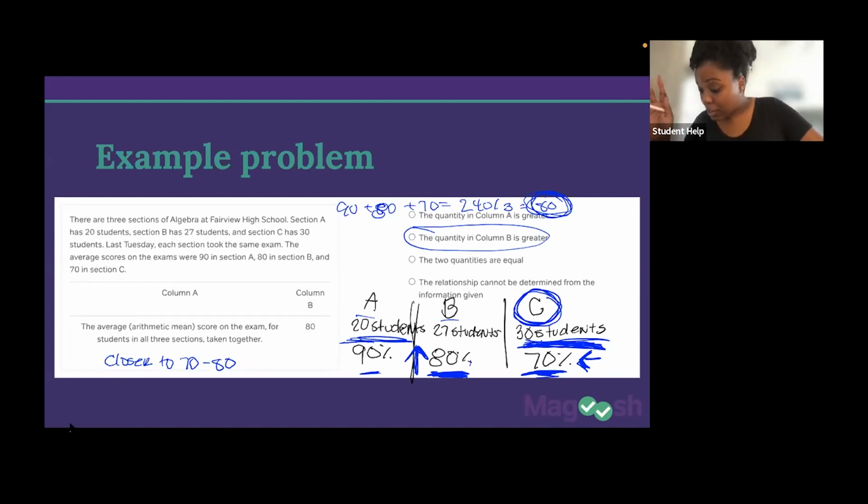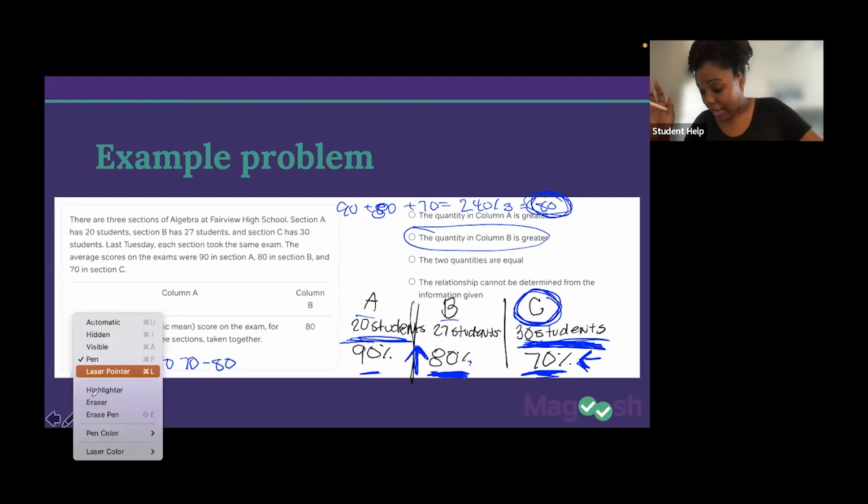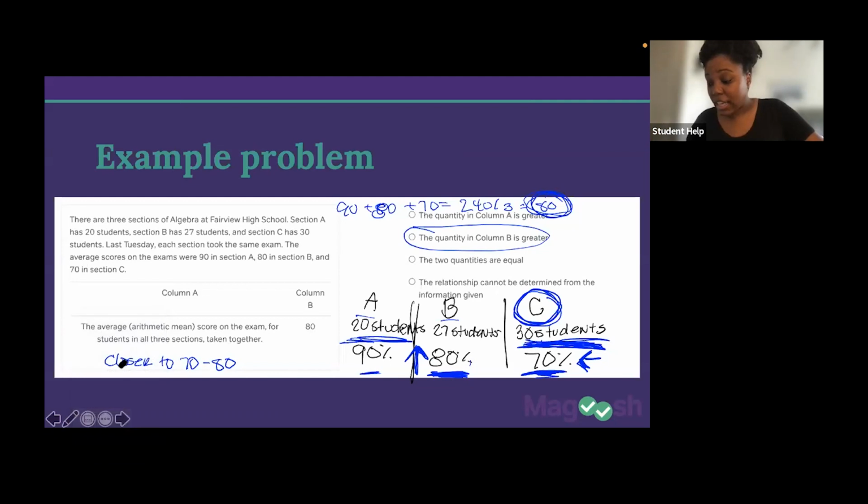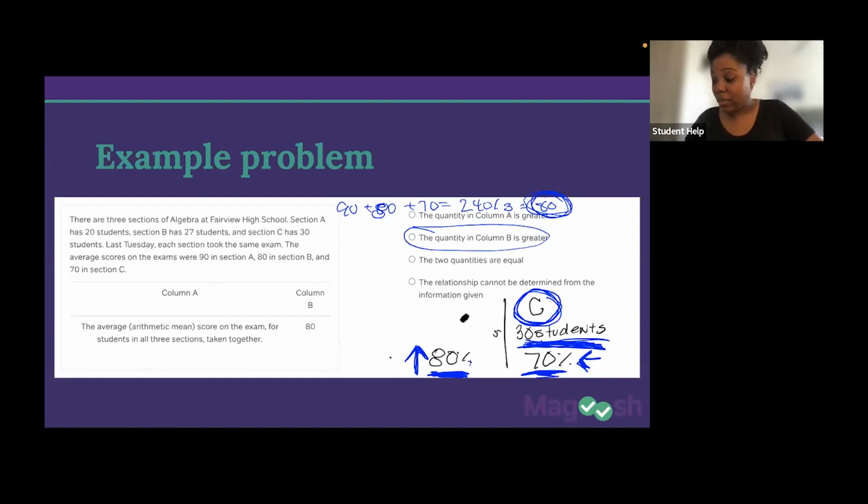But don't take my word for it. Let me show it to you mathematically, because quite honestly, that just might not have come naturally. Yes. And if 30 students were in the A section, it would have been the exact opposite.